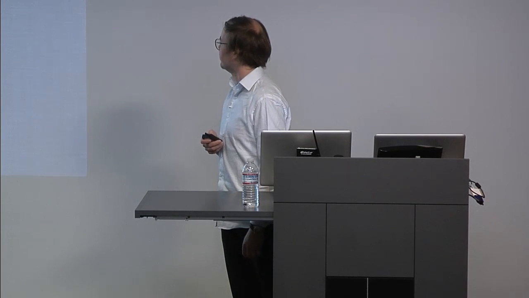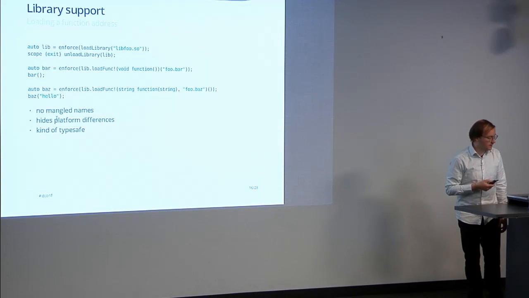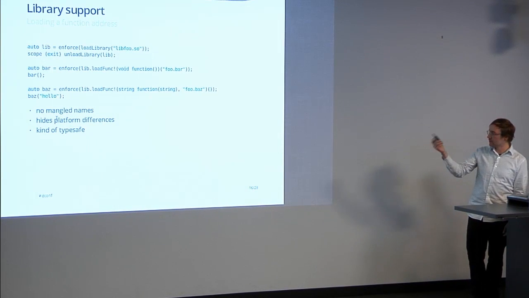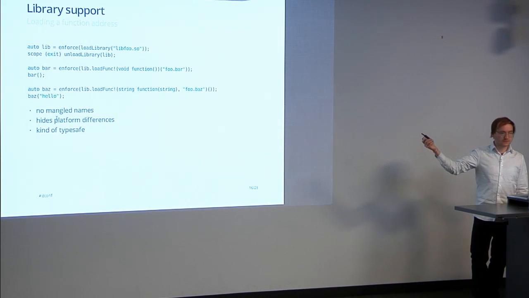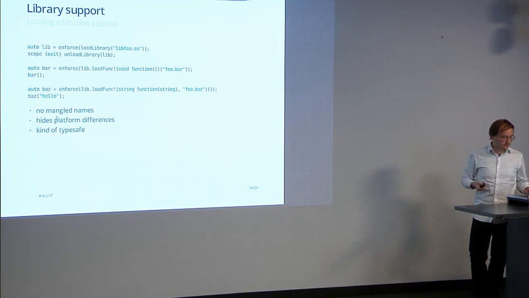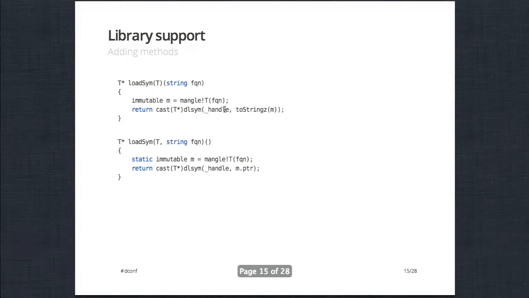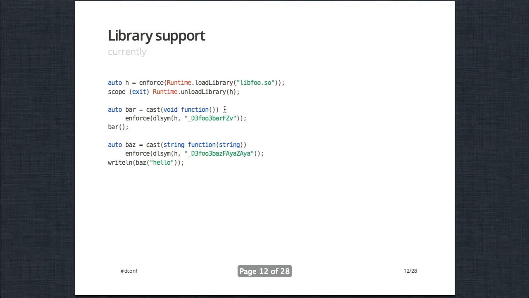It hides the platform differences, which is not that much. And a very important part, it's kind of type safe. If you use a wrong function type here, like if you add safe to that function type, or if you have a wrong return type, the mangling won't match and you can't load that function. So if you contrast that with the redundant declaration here, this is a huge improvement.